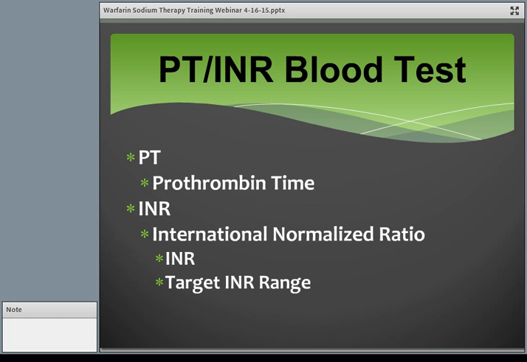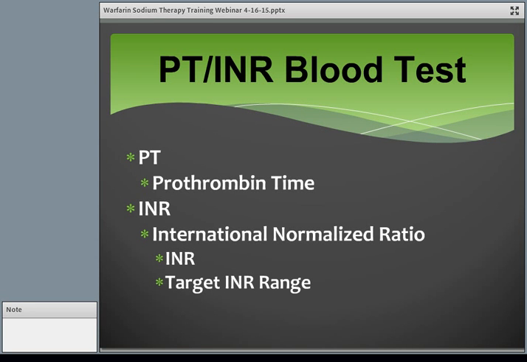For example, if the individual's established target INR range is 2 to 3, a PT-INR level is obtained. If the INR result came back as 1.8, that's too low, it's out of range, and the HCP may order an increase in the warfarin sodium dose. If the INR result came back as 3.6, that's too high, it's out of range, and the HCP may order a decrease in the warfarin sodium dose.